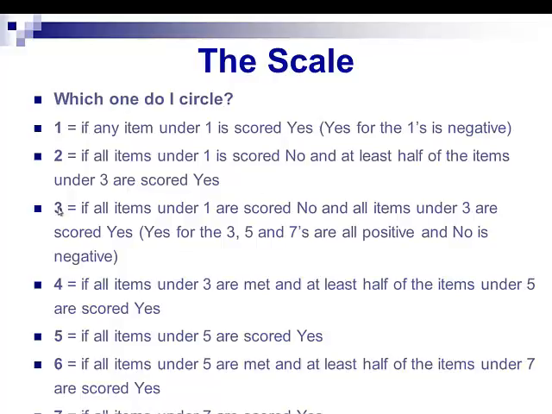If we go over here to number 3, to 3's, if all items under 1 are scored no and all items under 3 are scored yes, okay, we don't have that because 3.4 is no. So which one do I circle? I circle that 2 because of 3.4.